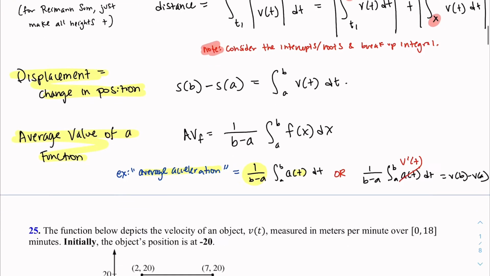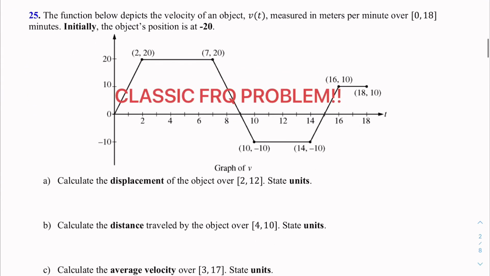Okay, well, that's enough talking. Let's start doing. Number 25 says the function below shows the velocity of an object. So this is the graph v of t, measured in meters per minute from 0 to 18.